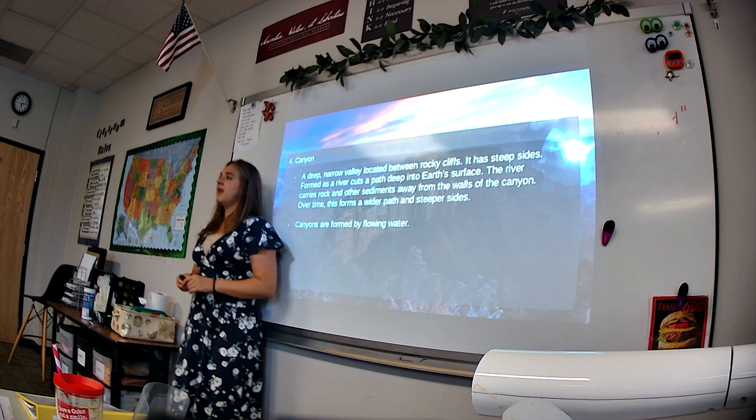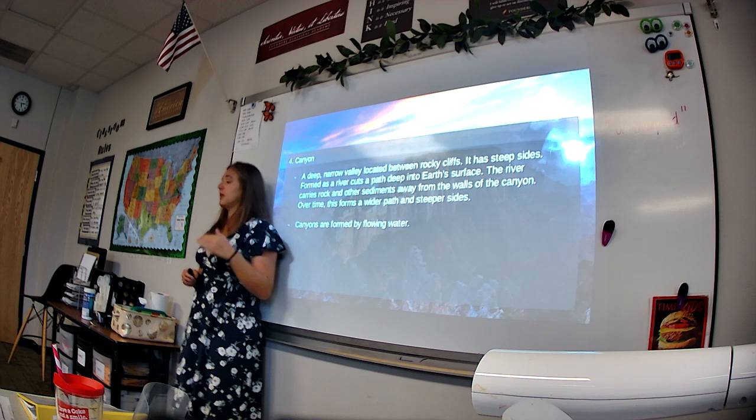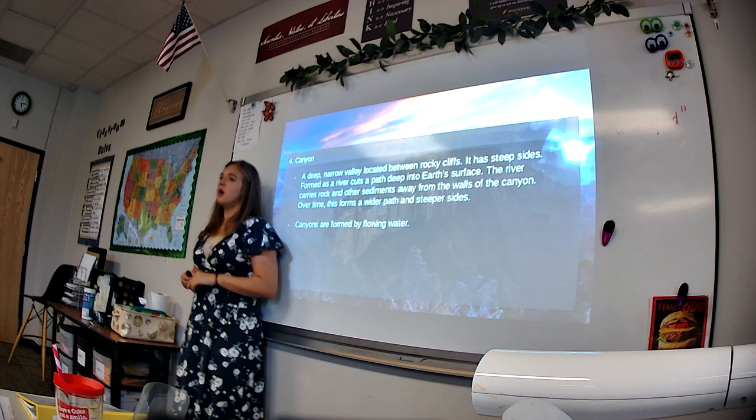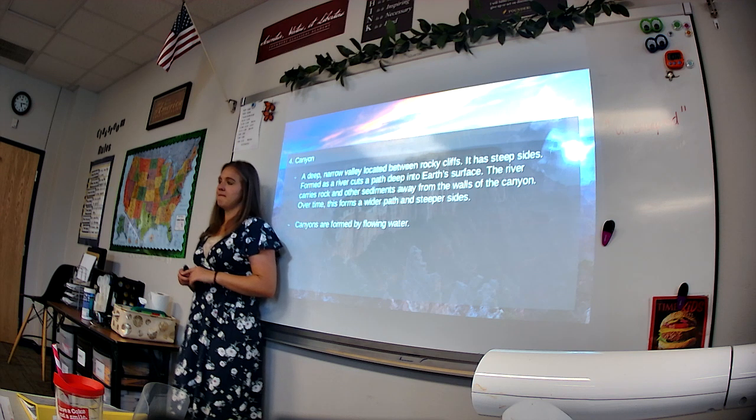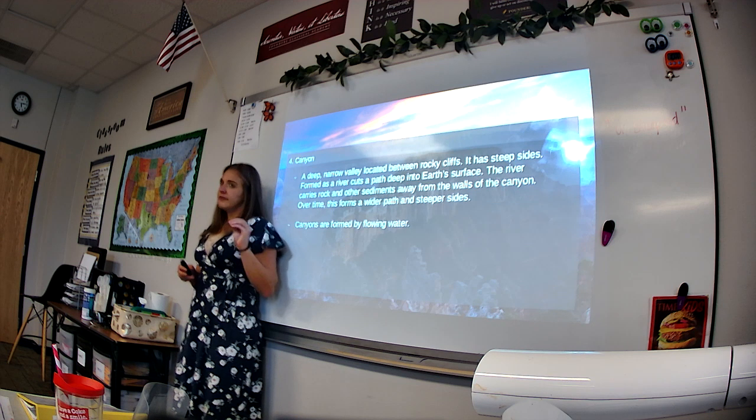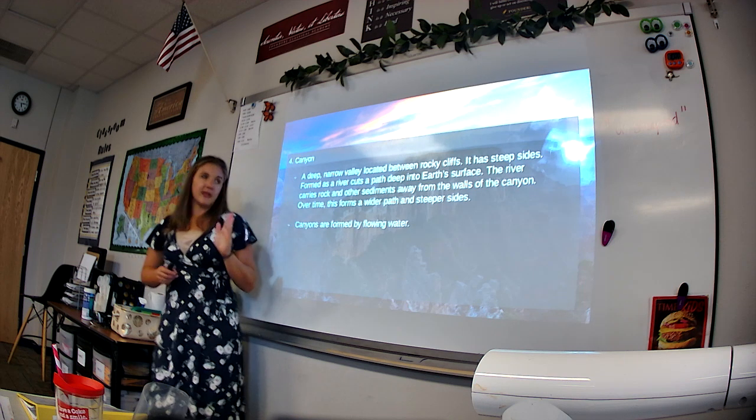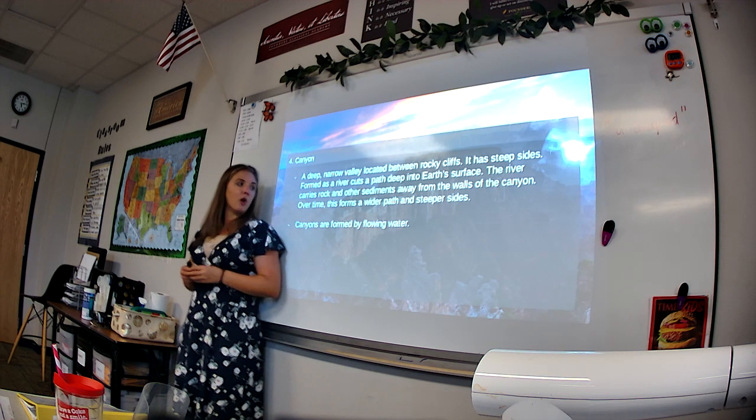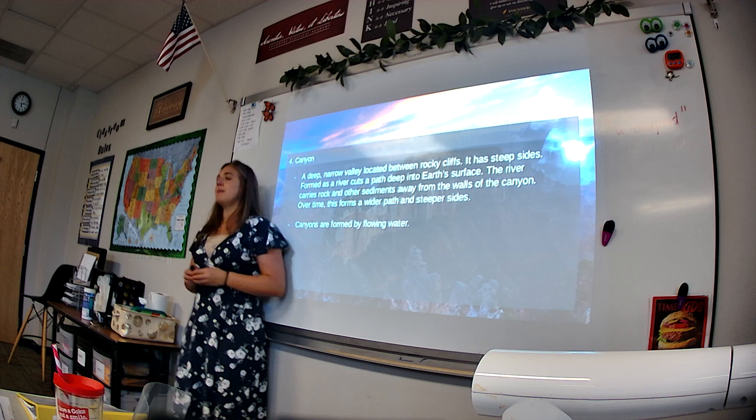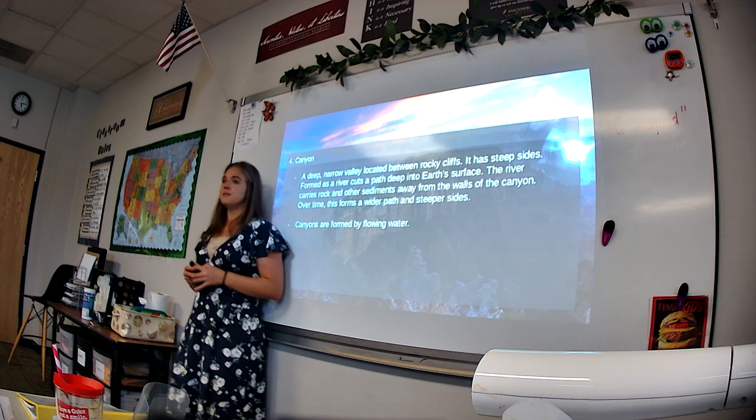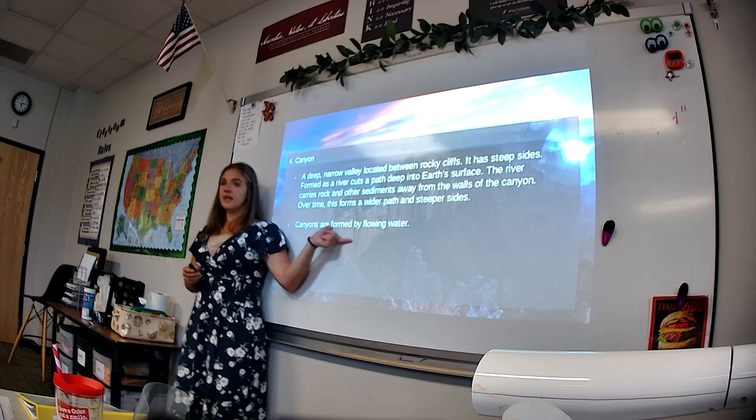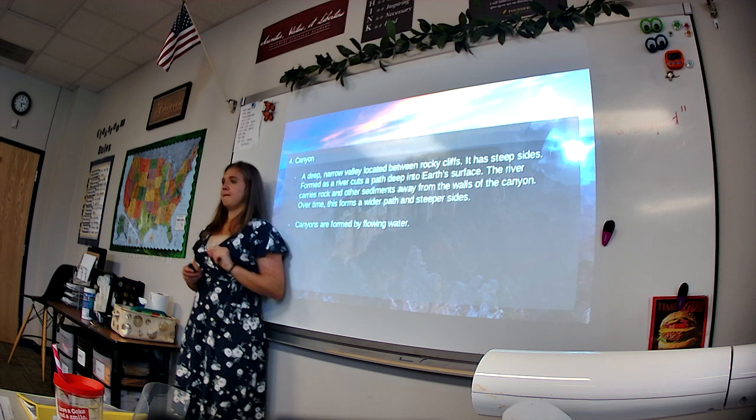Almost everywhere you see a canyon, there is some river flowing at the bottom of it. The Grand Canyon, for example, almost positive, is formed by the Colorado River. Okay, thank you. I knew there was a river there, I just wasn't 100% sure it was Colorado, but I'm right. The river carries rock and other sediments away from the walls of the canyon, and over time, this forms a wider path and deeper sides. I'll explain that in just a minute. So canyons then are formed by flowing water.